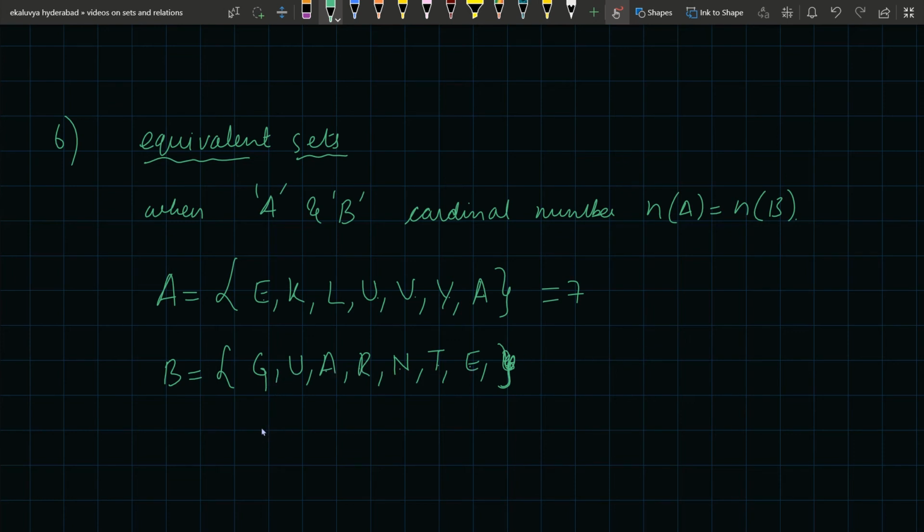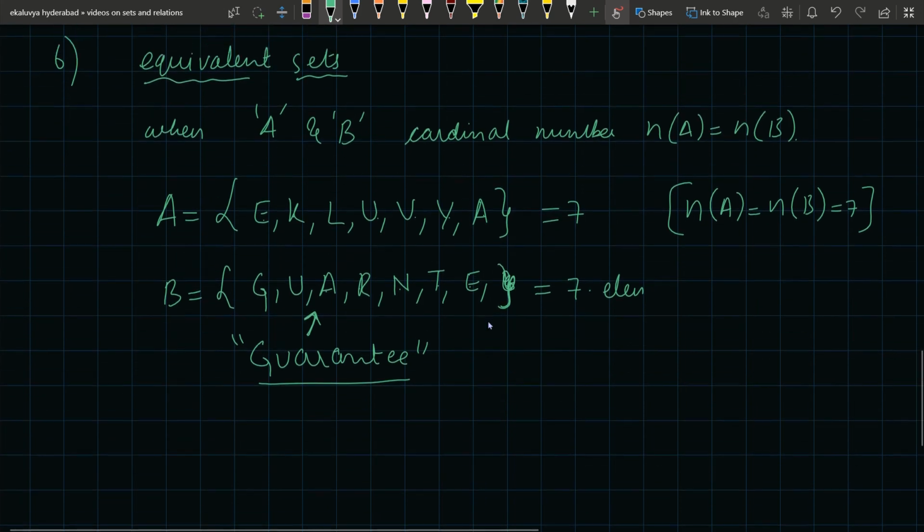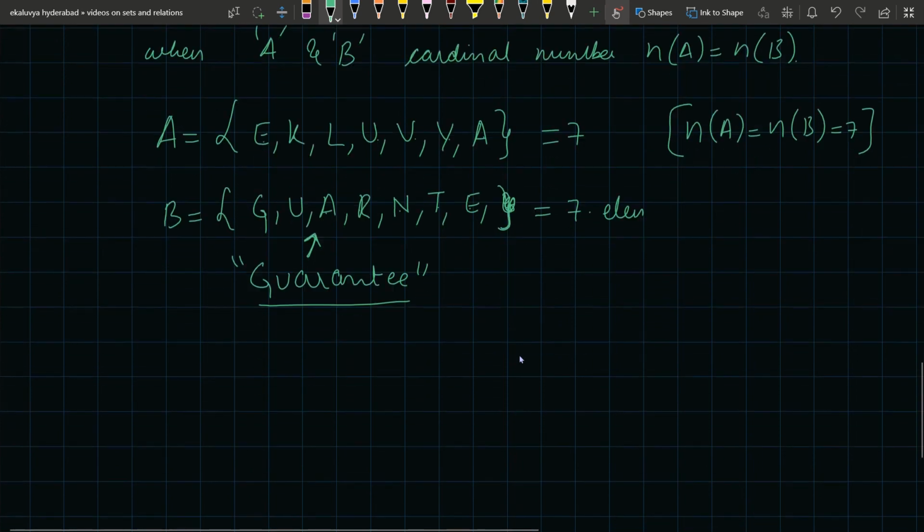But by the way, guarantee spelling is G-U-A-R-A-N-T-E-E. So I have made a set already by taking only one element from each letter. So the guarantee set has 7 elements as well. So what you understand is n of A is equal to n of B is equal to 7. So that is an equivalent set. Ekalavya and guarantee are equivalent sets. Let's go to the next one.